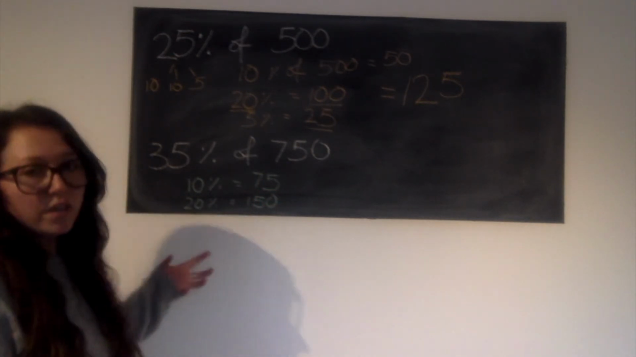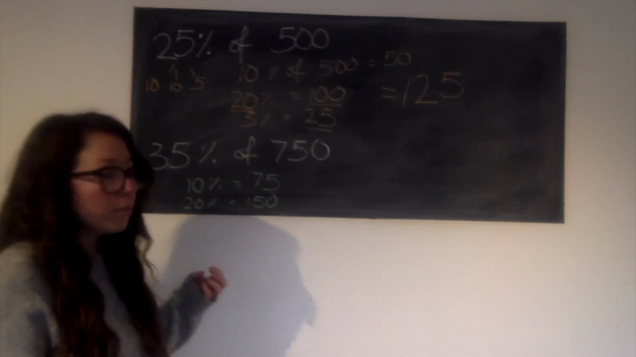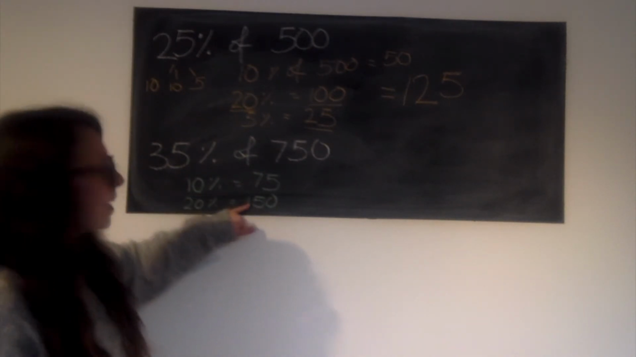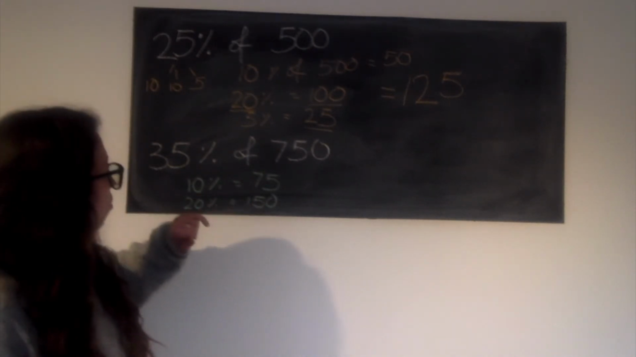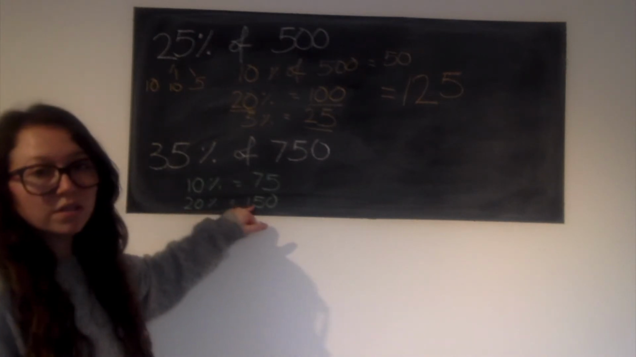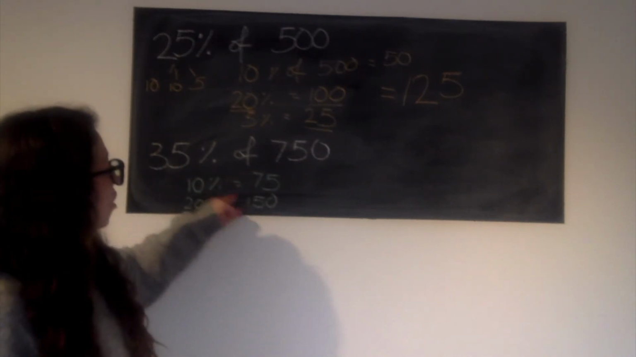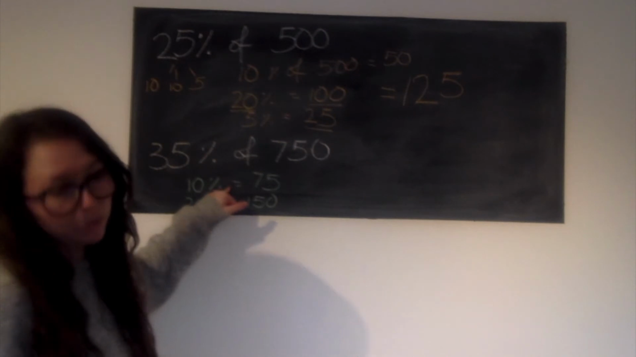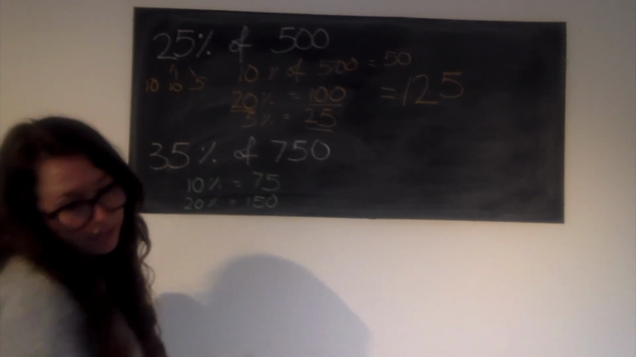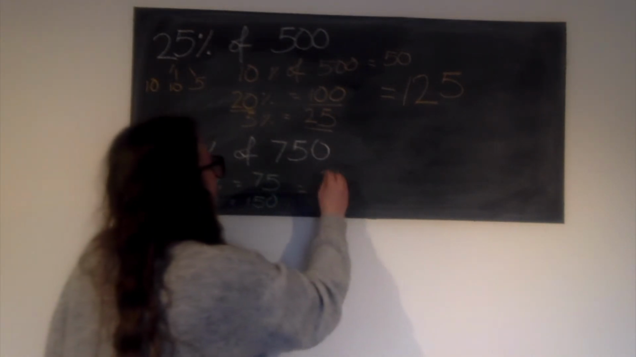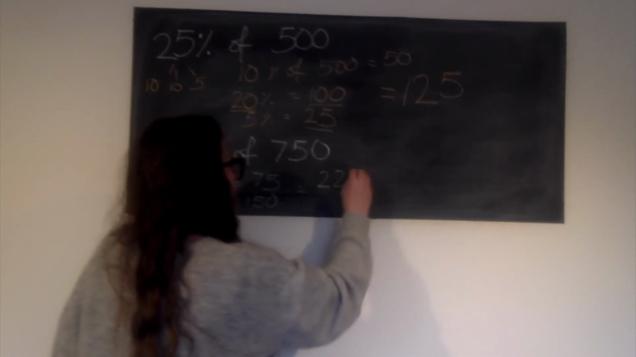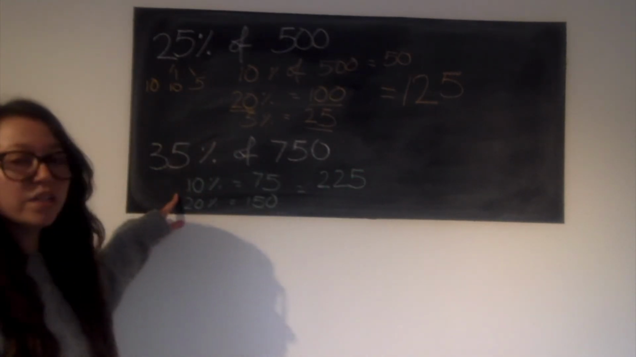Now to find 30%, again I've got a couple of options. I can add these two together to give me 30%, or I could add 75 onto this, so it's the same thing, or we've already talked about multiplying this by 3. So 30% gives us 225. But I've only done 30% so far.